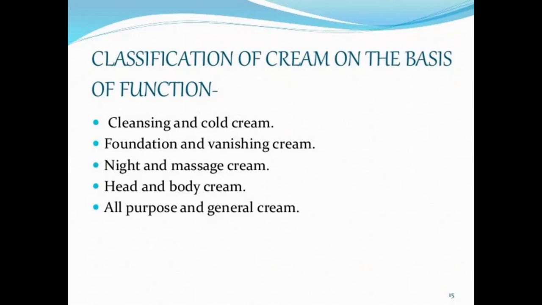Then they contain O/W type of emulsifying agents such as sodium, triethanolamine soaps, sulfated fatty alcohols, polysorbate, and if necessary, combined with a W/O type emulsifying agent. Their examples are cold cream. Cold creams are aqueous creams. Moisturizing creams are also aqueous creams. Then next, cosmetic creams, which are either W/O or O/W. Their examples are visible on your screen: cleansing cream, cold cream, vanishing cream, foundation cream.